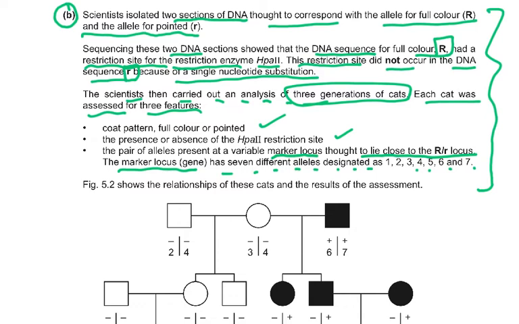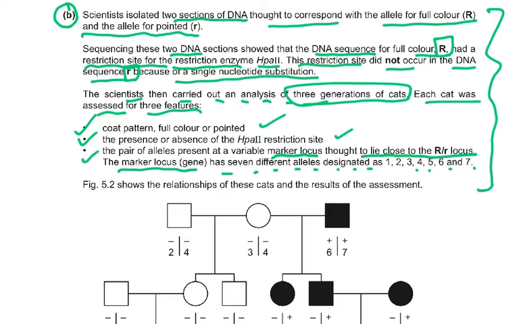Like I told you before, blood group has 3 possible alleles. Blood group can be IA, IB, and IO. So there are 3 alleles for blood group. But of course, the combinations are more, there are about 6 different combinations, but 4 blood groups. So now we're looking at 3 things. Number 1, coat pattern. And you know, coat pattern is either full color or pointed. Number 2, the presence or absence of the HPA11 restriction site.